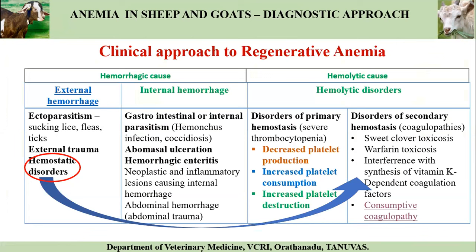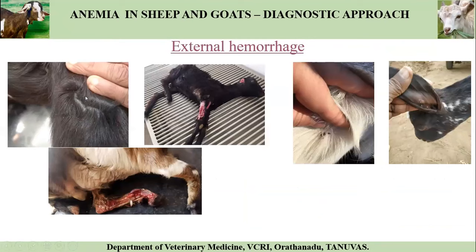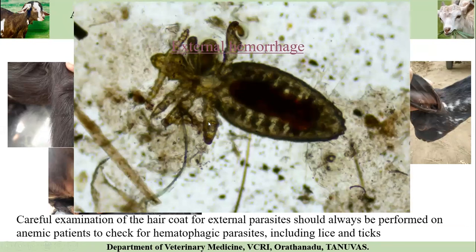Then how will you approach regenerative anemia at the field level? Remember, it may be classified as a hemorrhagic cause or a hemolytic cause. A hemorrhagic cause may occur due to external hemorrhage. Some of the important ectoparasites which bite small ruminants are Damalinia species or goat biting louse, then Bovicola ovis, the sheep biting louse, mostly present on the back and upper parts of the animals. And this picture shows the Linognathus species. It is usually present on the head and neck of the animal. And these other species are usually present throughout the body.